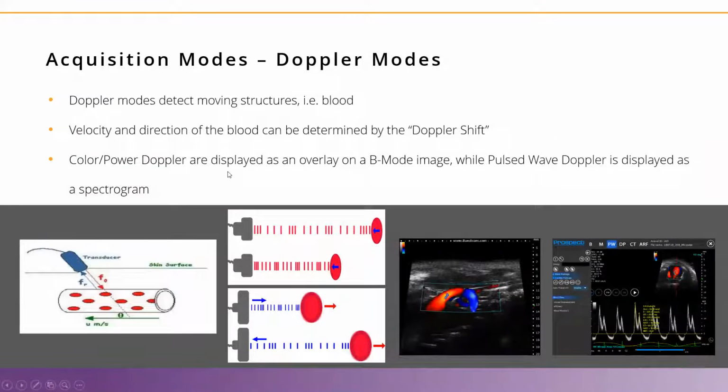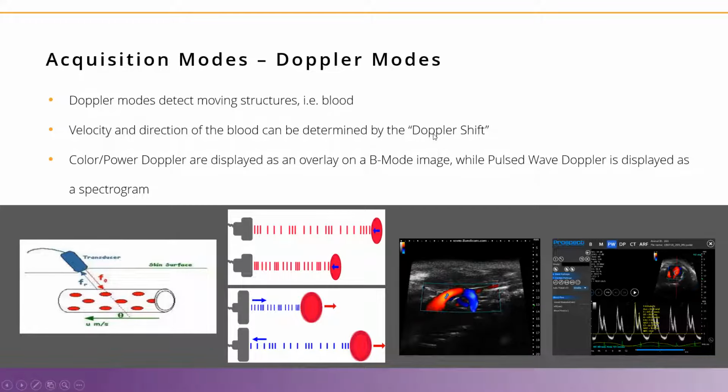Now moving on from grayscale images to Doppler modes. So Doppler is used to detect moving structures such as blood or tissue. And specifically here, let's start talking about blood. And so in this example, we're taking a look and we want to know information about the velocity of the blood flow as well as the direction. And this is determined by measuring the Doppler shift.